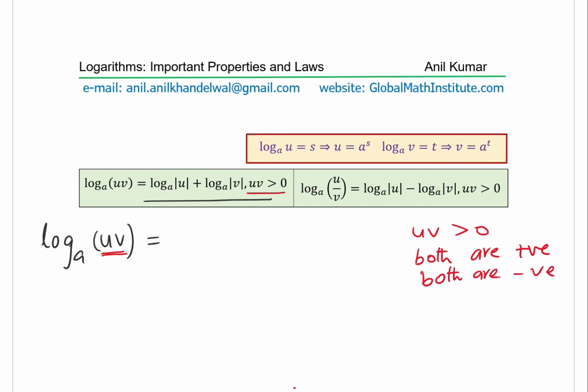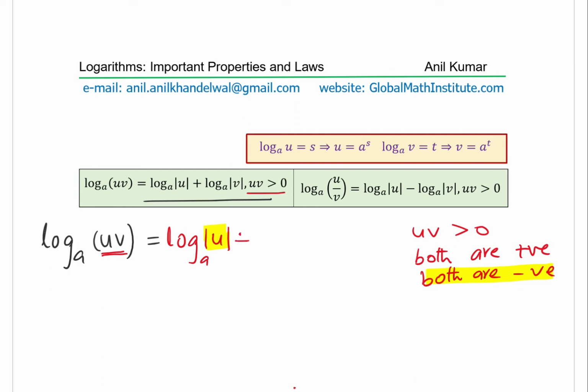So actually, this formula works for both the conditions. Therefore, in the formula itself, we are saying log to the base a of uv is log to the base a of the absolute value of u. Now it makes sense. If u is negative and v is negative, we have to take the absolute value because log can only be calculated when the argument itself is greater than 0, right? So that is why the absolute symbol is very important.